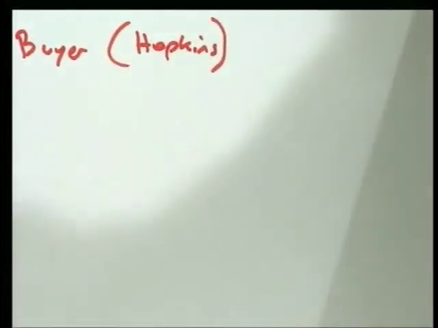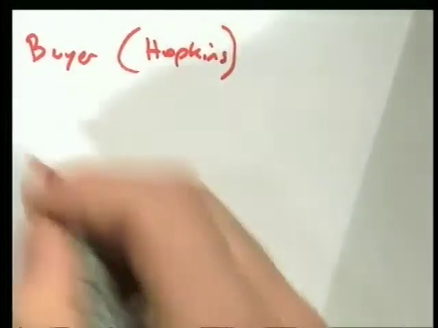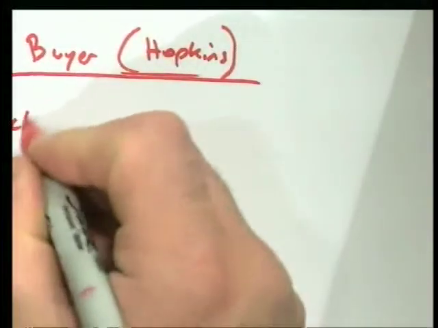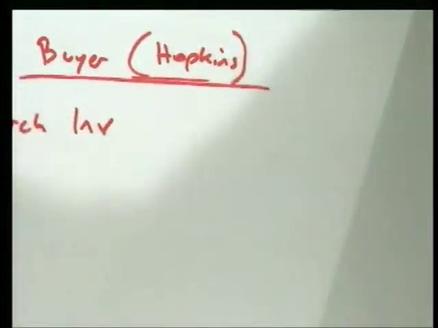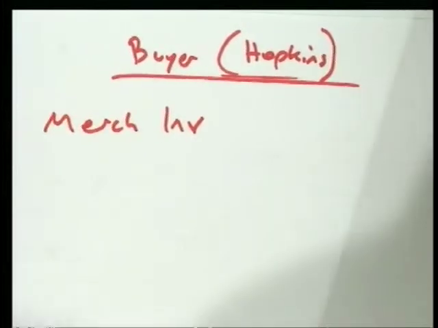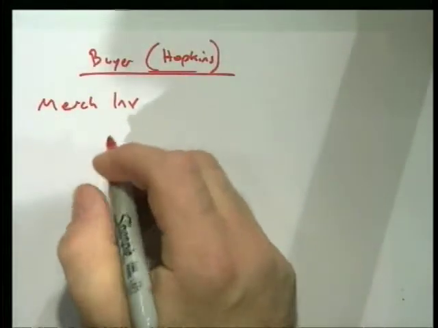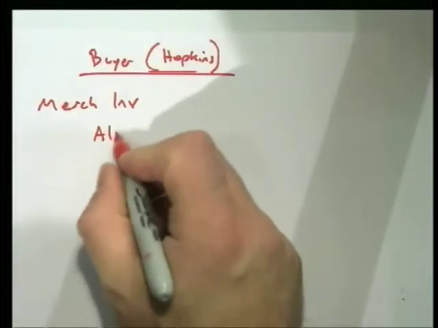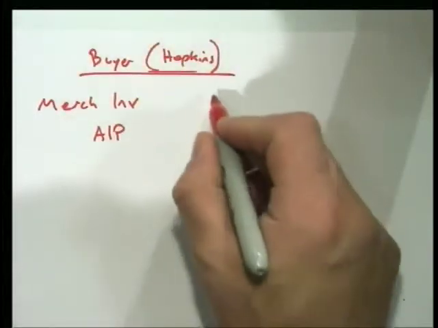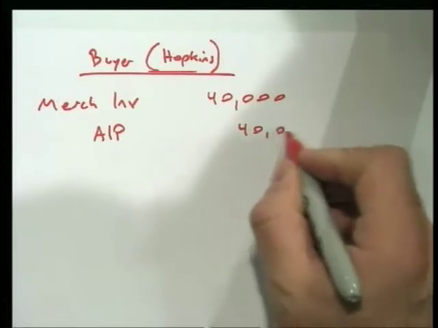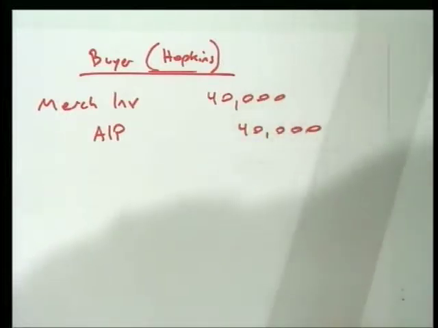Okay. Now, when they buy the inventory, what we're going to debit is merchandise inventory, and we credit accounts payable for $40,000. Okay? Does that look right?